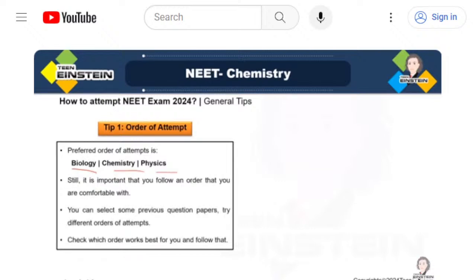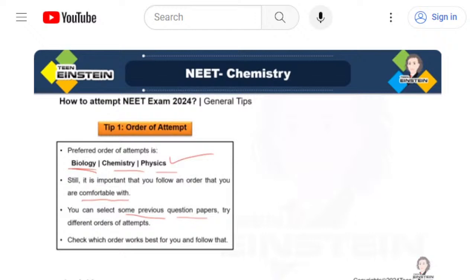Now, to understand with which order you are more comfortable, if you are still in doubt, you can select some previous year questions and try different orders of attempt. Suppose in one attempt you solve biology questions first, simply maintaining the order I have mentioned here. Then on another day, you select some other previous year's questions and put chemistry first, then biology, then physics. So try different orders and then understand which way you are more comfortable.